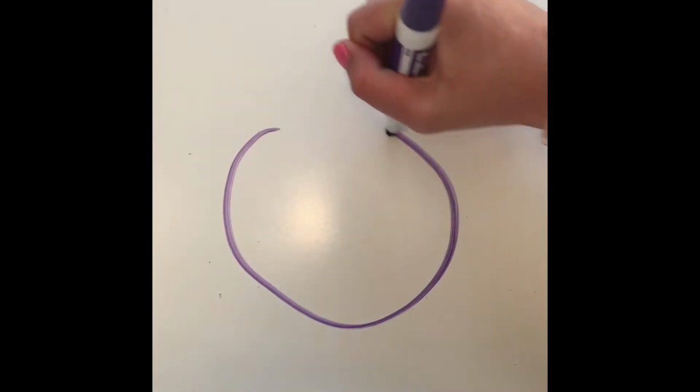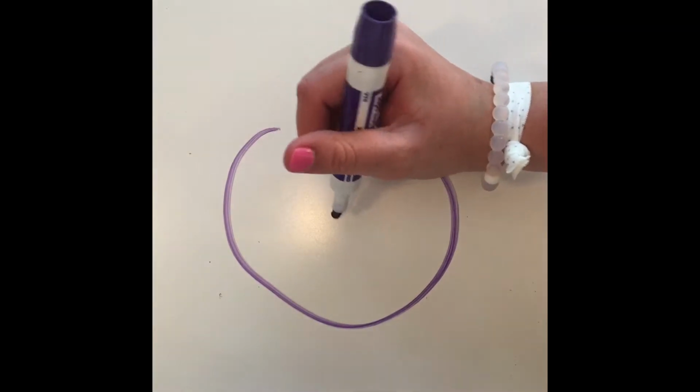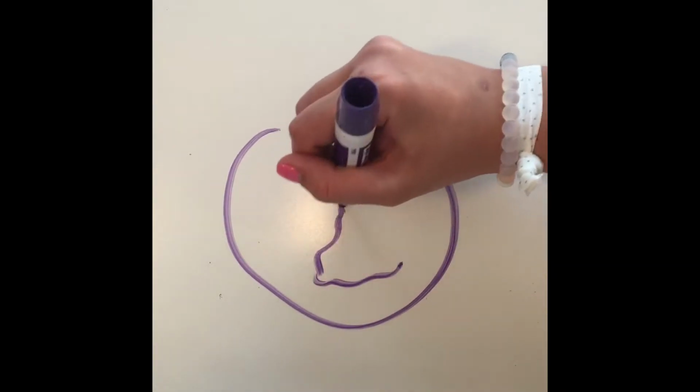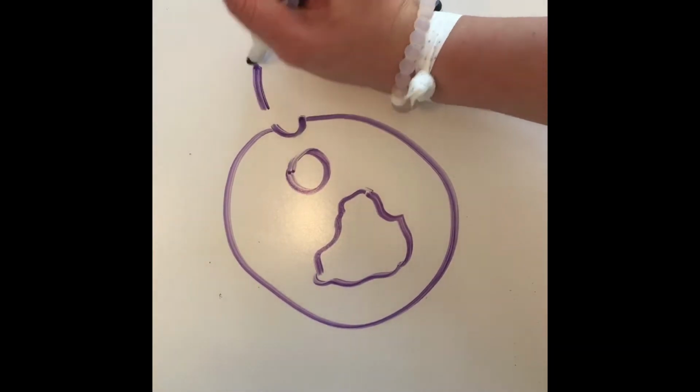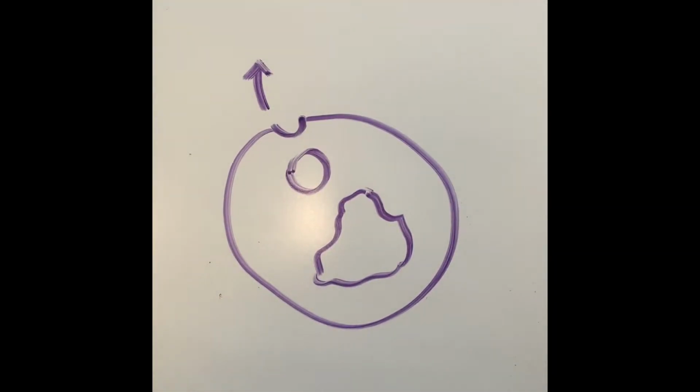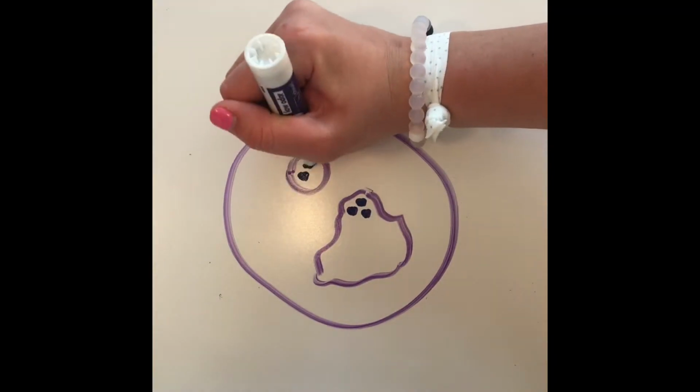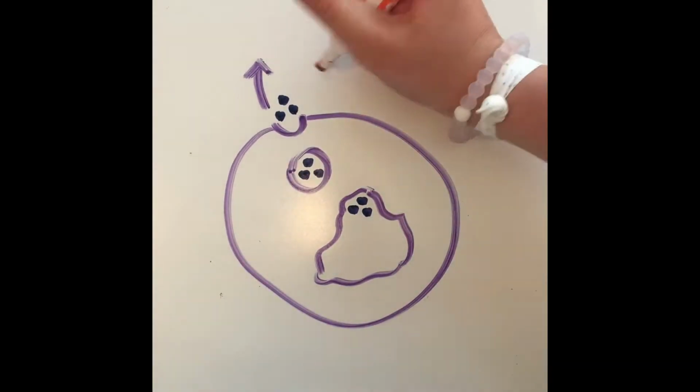Another form of particle transport by the cell membrane is exocytosis, in which a Golgi body moves particles into a vesicle. Then the vesicle moves to the cell membrane and releases the particles outside of the cell. This is called exocytosis.